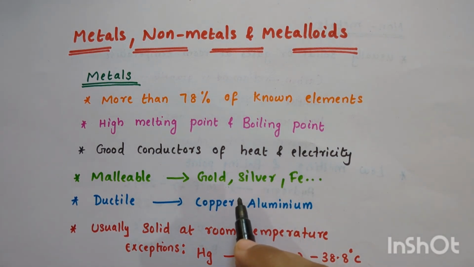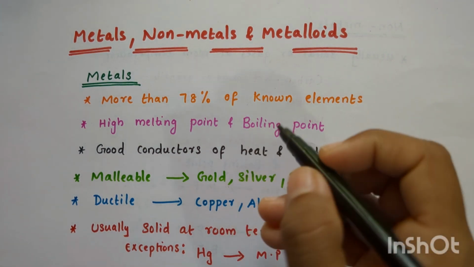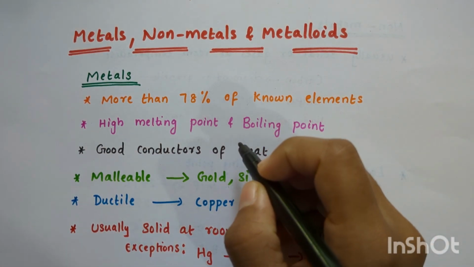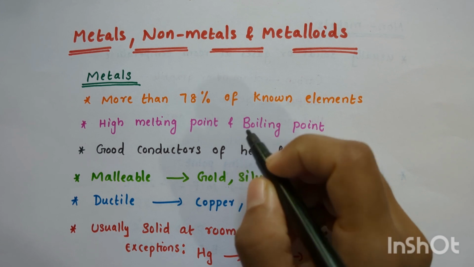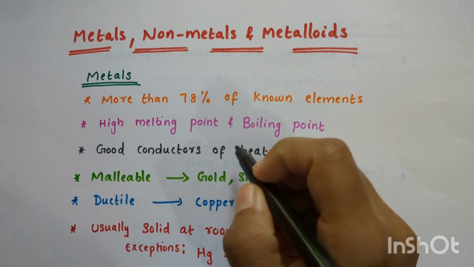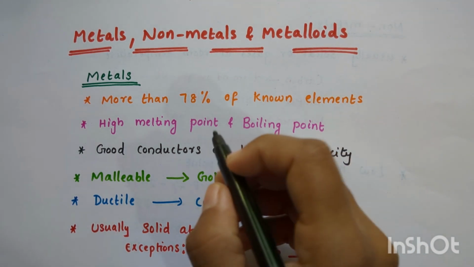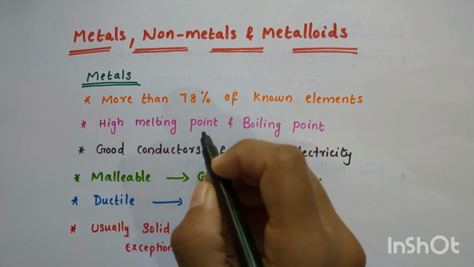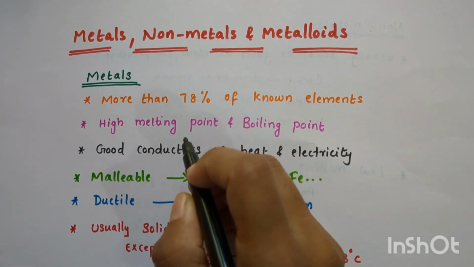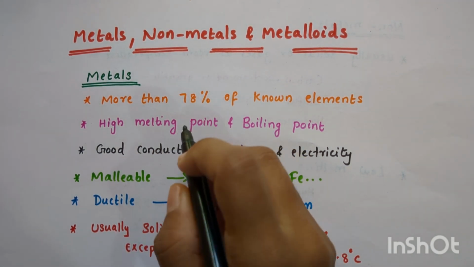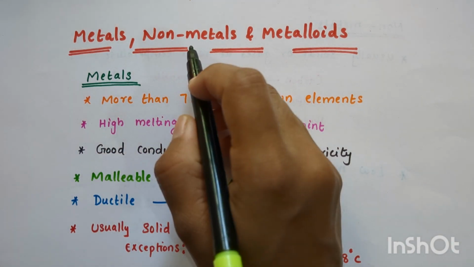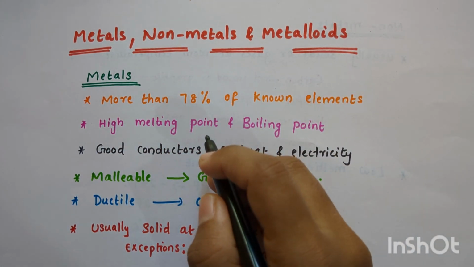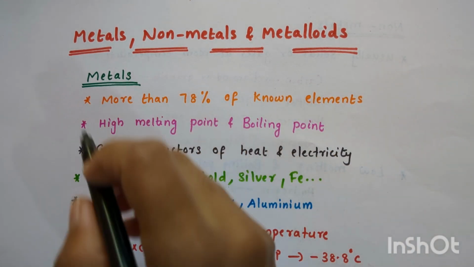In this video, we are going to discuss metals, nonmetals and metalloids from chapter 3, classification of elements and periodicity in properties, class 11 chemistry. In our previous video, we discussed s block, p block, d block and f block elements. Similarly, the elements can also be classified into metals, nonmetals and metalloids. So first let us discuss metals.